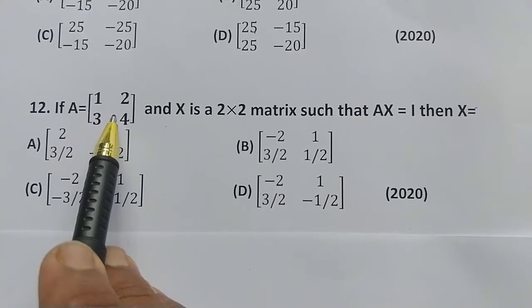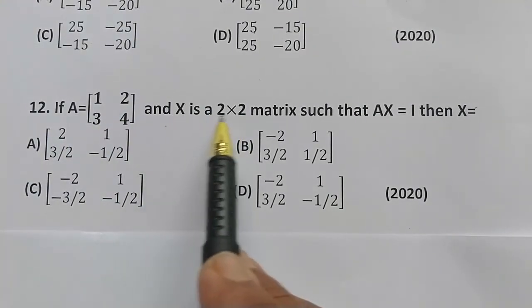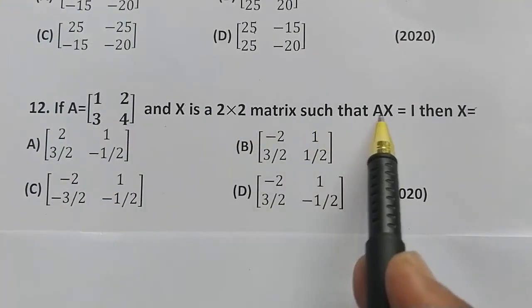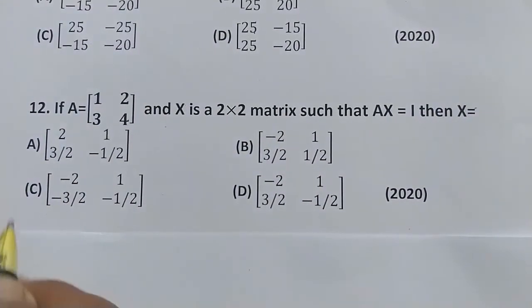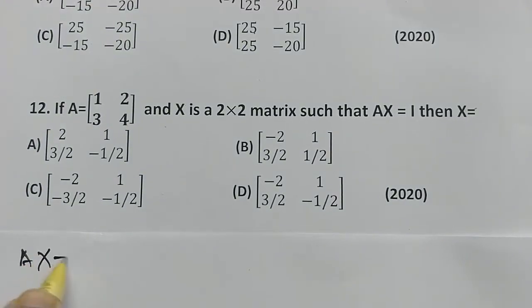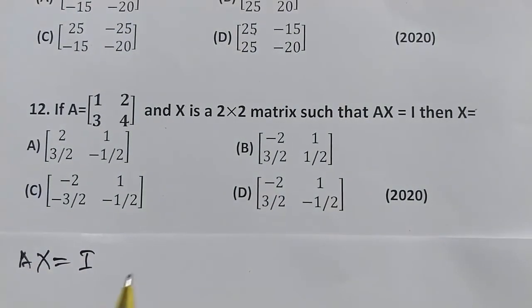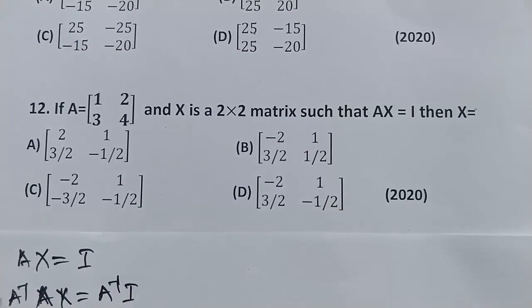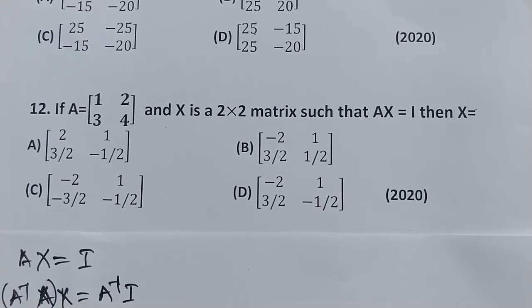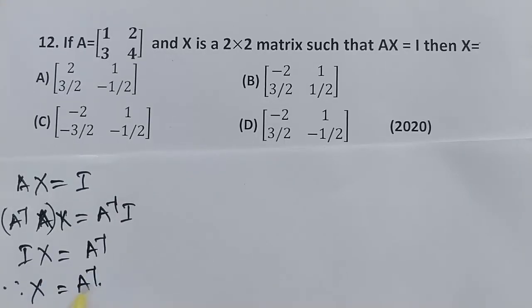12. If A is the given matrix and X is a 2 by 2 matrix such that AX is equal to I, then the matrix X is equal to. The given equation is AX equal to I. We pre-multiply by A inverse on both sides. So A inverse A X is equal to A inverse I. A inverse into A is I, so I into X, and A inverse into I is A inverse. Therefore, X is equal to A inverse.